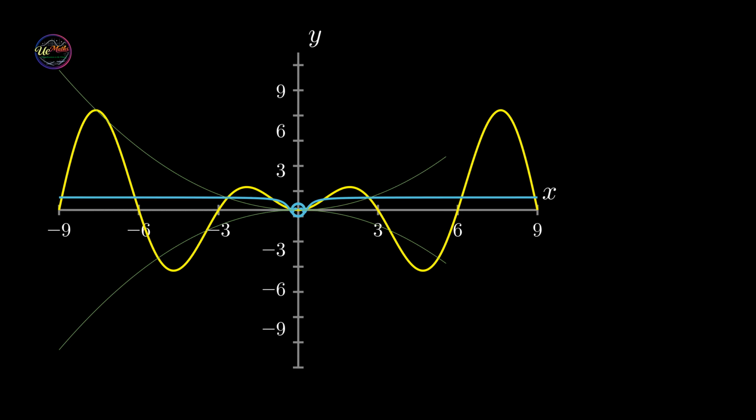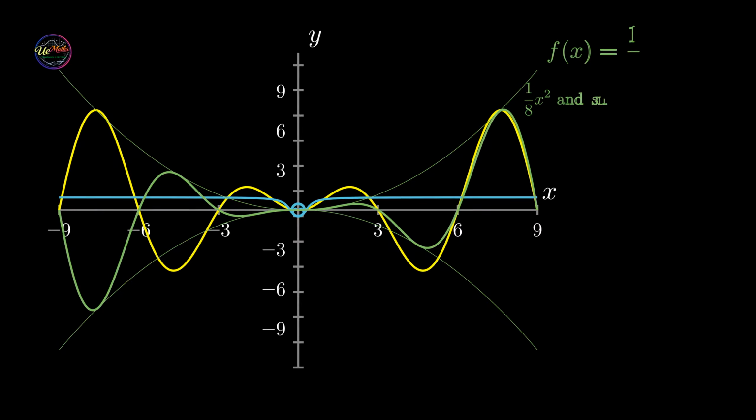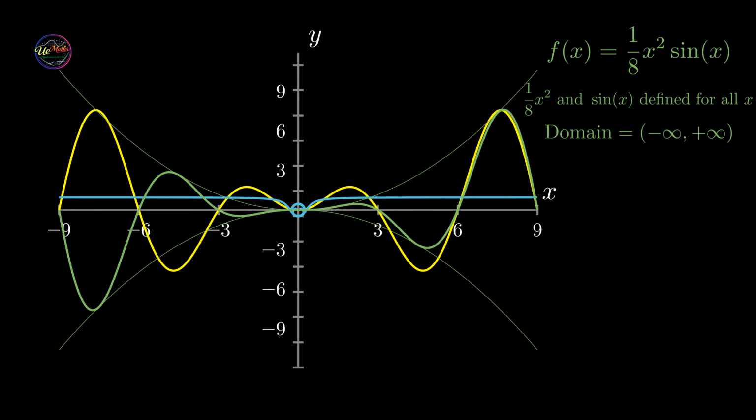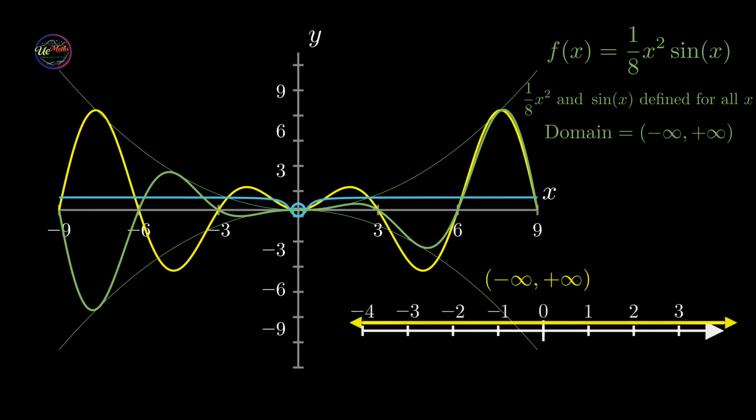The green curve shows f of x equals 1 over 8 multiplied by x squared times sine of x. This function is the product of 1 over 8 times x squared and sine of x. Both 1 over 8 times x squared and sine of x are defined for all real numbers. There are no restrictions of any kind. Therefore the domain is all real numbers, the open interval from negative infinity to positive infinity.